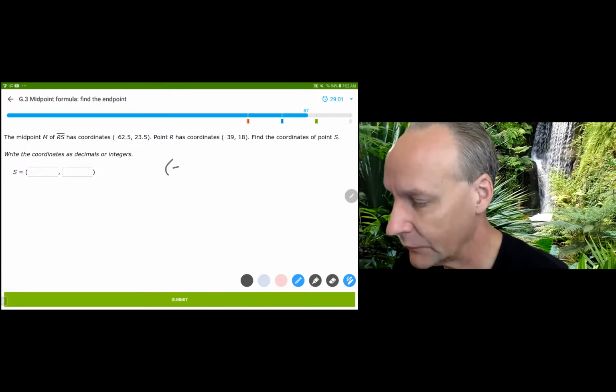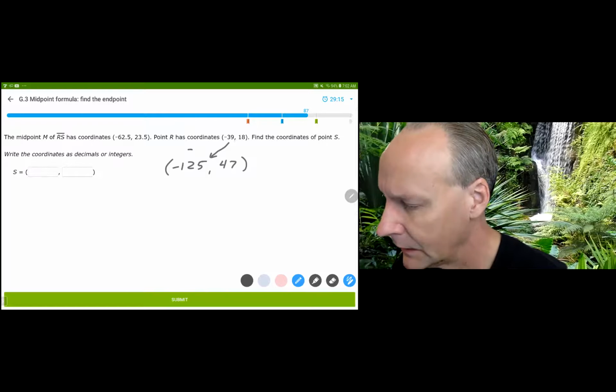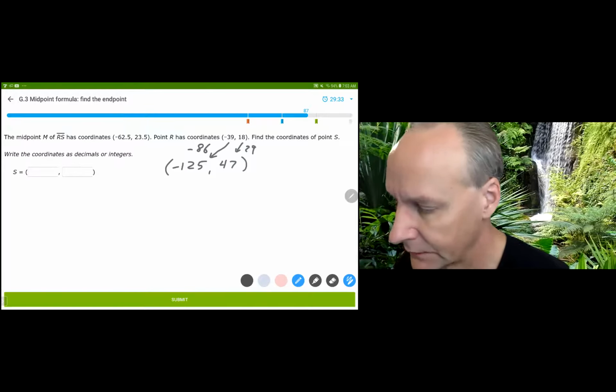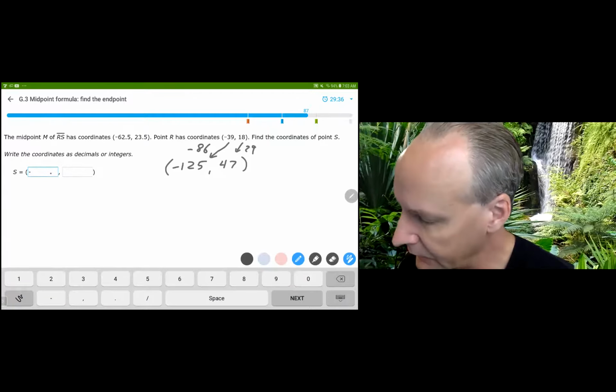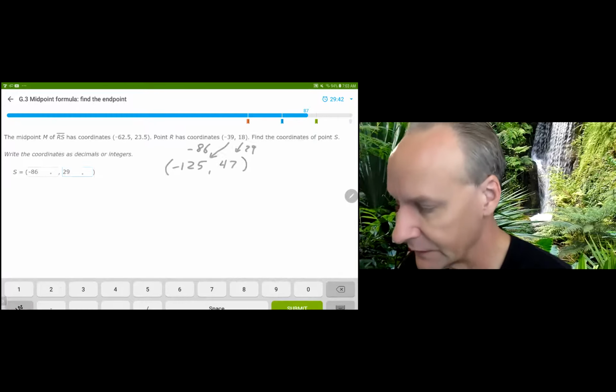This one's going to be negative 125 when I doubled the negative 62.5. And this one doubled is going to be 47. And to get from here to here, looks like I need negative 86. Yeah. And to get to here, 18, and it looks like 29 gives me 47. These are a little tougher. Yep. Okay. Looks good. Negative 86 and 29. Hopefully I didn't do anything stupid this time.